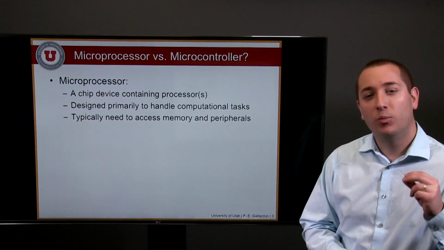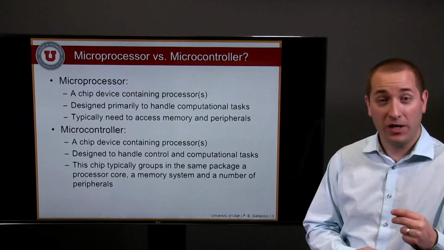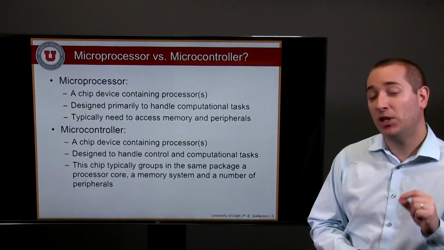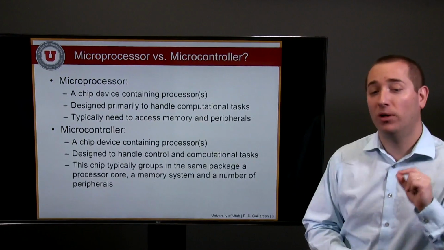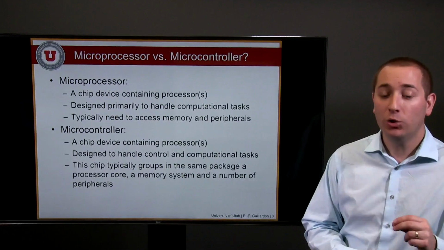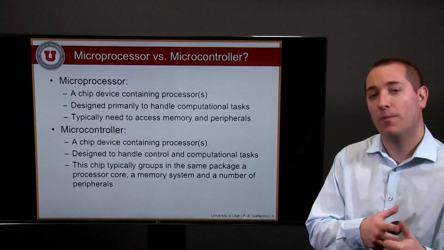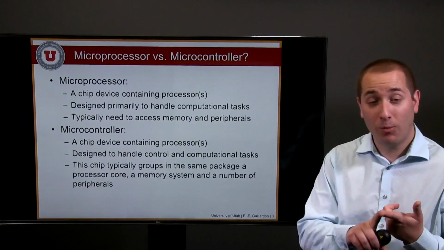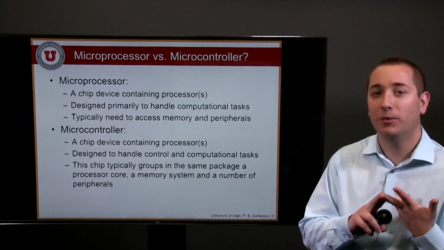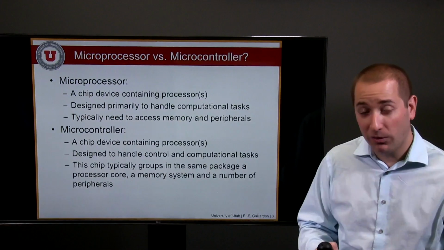The difference between a microprocessor and a microcontroller is that a microcontroller is a chip containing processors as well, but it is designed not only to handle computational tasks, but to handle control and computational tasks. So in order to do that, the chip does include in the same package one or more processor cores, the memory system, with diverse technologies as well, and a number of peripherals that will be used to communicate with the outside world, sense and control the outside world.